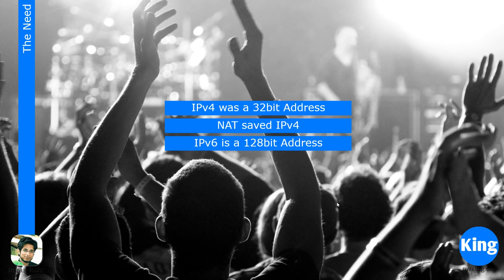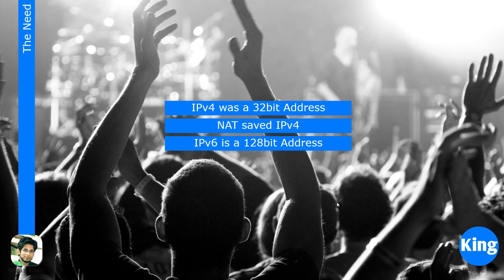So IPv6 is a 128-bit address space. Now if you look at the numbers, 32-bit to 128-bit, you would say 4 times. Well, if you know how 2 to the power numbers work, right? 2 to the power 32, let's say if it's 4 billion, 2 to the power 33 is double the number, right?